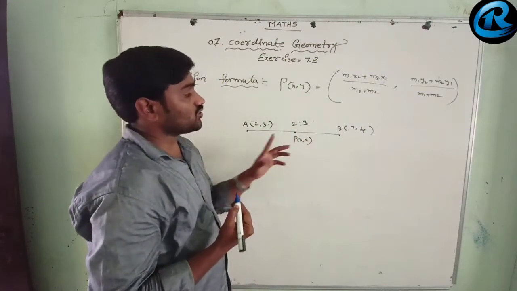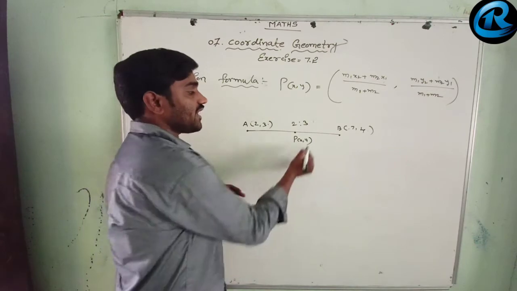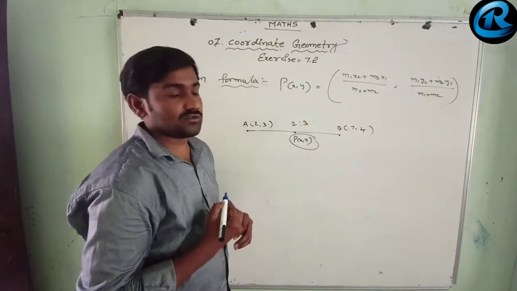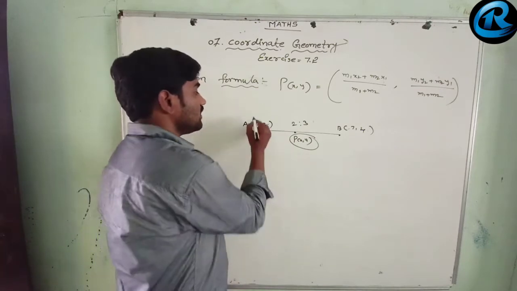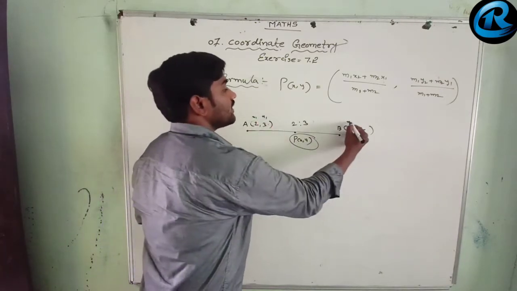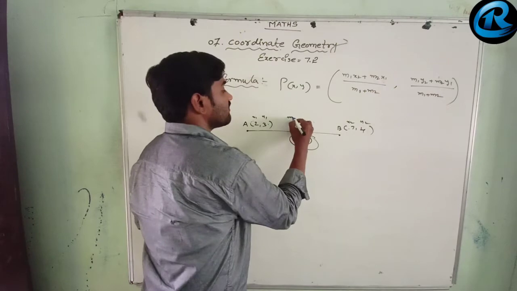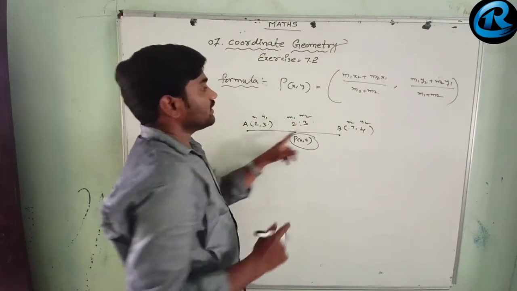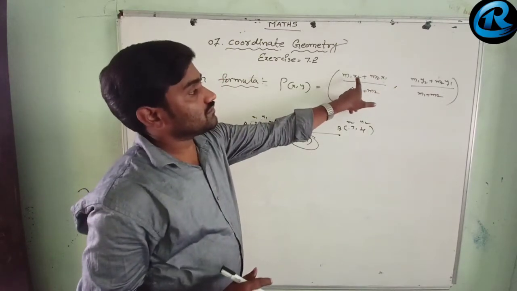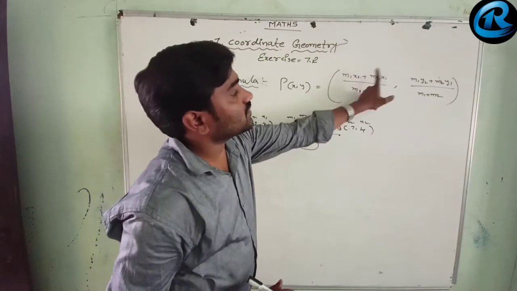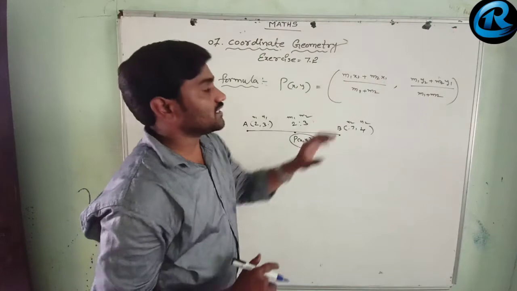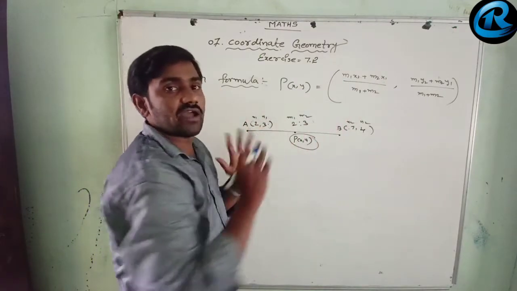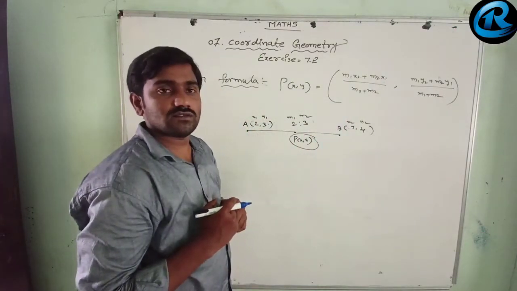Suppose internally in the ratio if it is divided 2:3, then we have to find out this P(x, y) values. How can you find out this value? Simple. This is x1, this is y1, x2, y2, this is m1 and this is m2. All these values we have. If you substitute in this, we'll get that P(x, y) value. Simple.